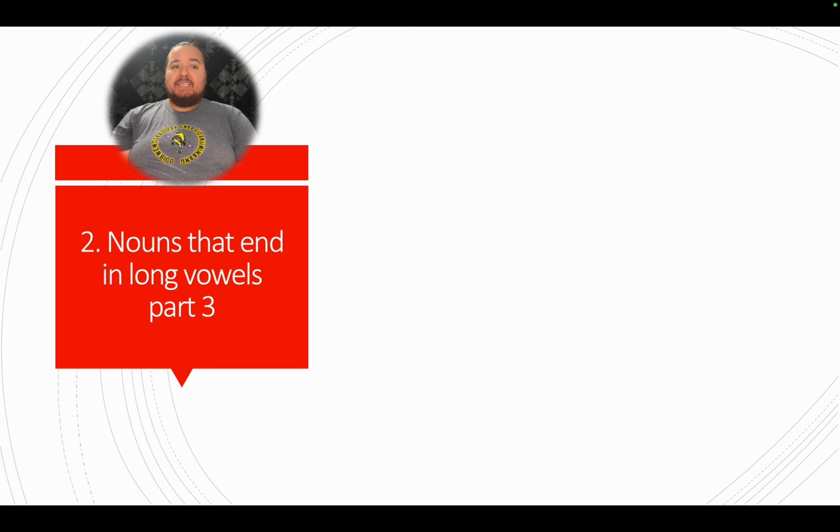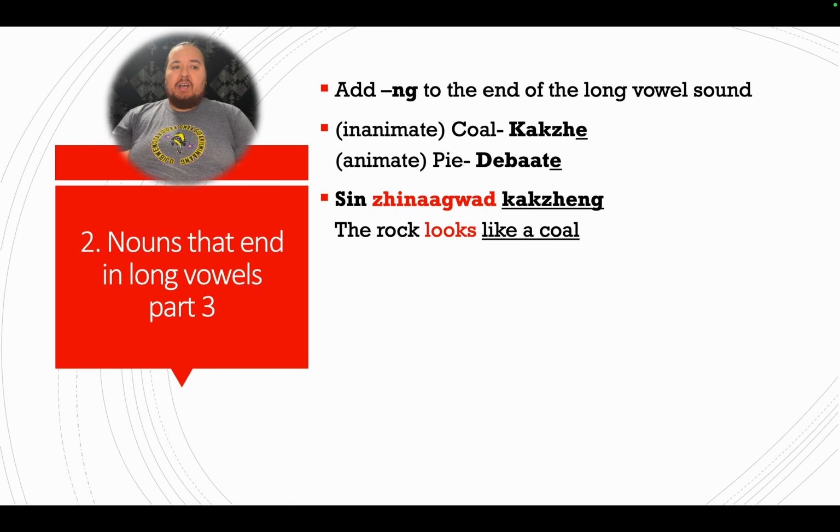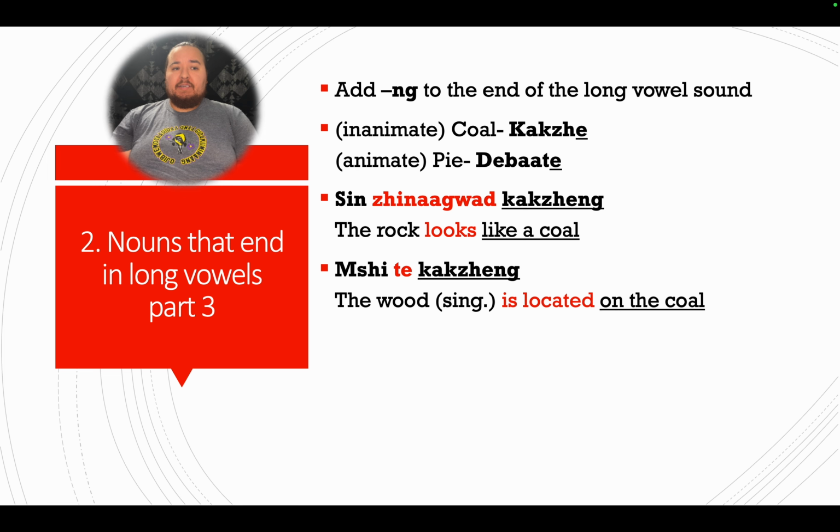All right, so nouns that end in long vowel sounds, part 3. Add ng to the end of your long vowel sound. Our inanimate example is kakshe, which means coal, and our animate example is debate, which means pie. Sin janagwat kakjang, the rock looks like a coal. Mshite kakjang, the wood is located on the coal.